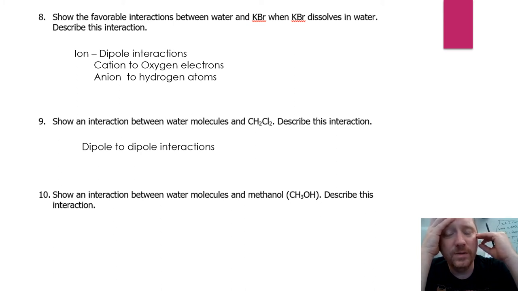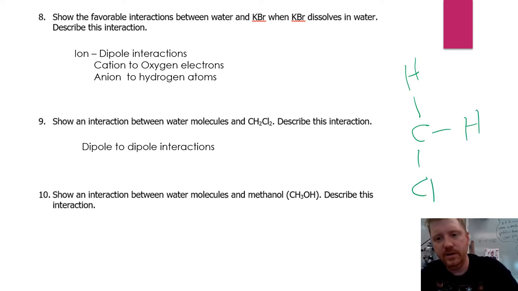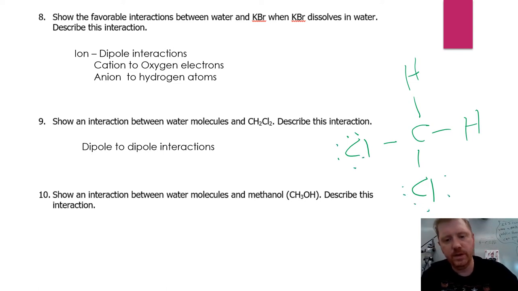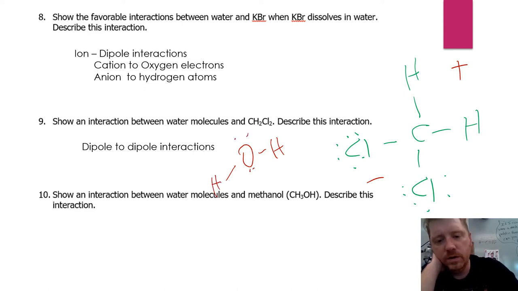Show an interaction between water molecules and CH2Cl2. Well, let's draw CH2Cl2. There we go. I'm going to guess that this is the positive side and this is the negative side of CH2Cl2, because I know chlorine is more electronegative than hydrogen, so chlorine would pull electrons to it. So this molecule might be attracted to a water molecule, and the hydrogen in the water molecule would form a weak dipole-dipole bond to that other molecule.